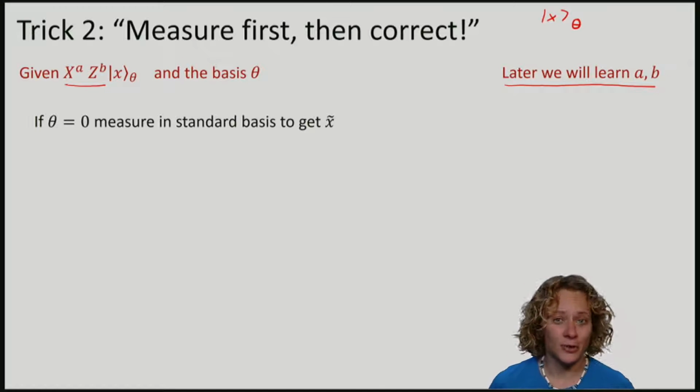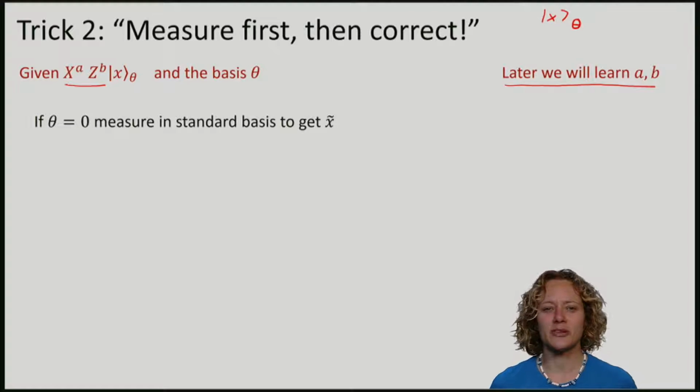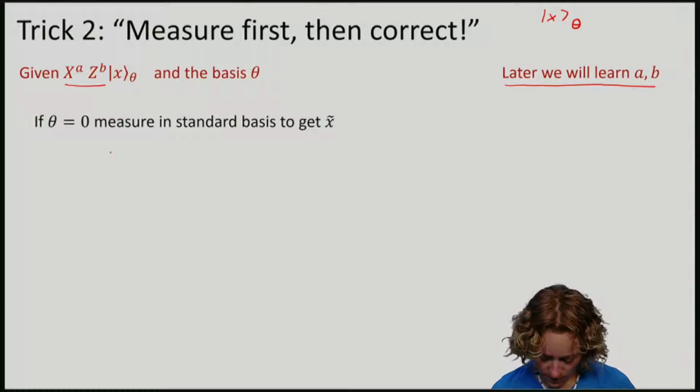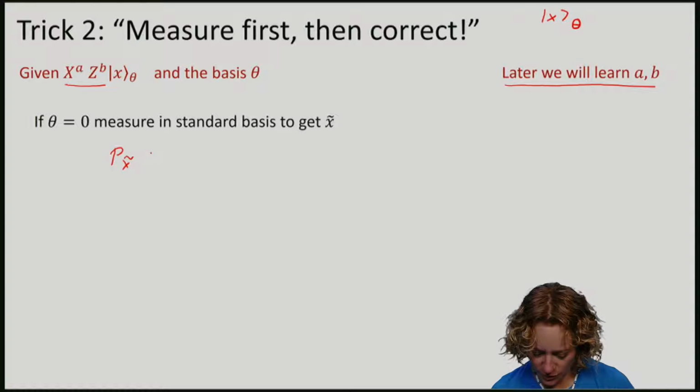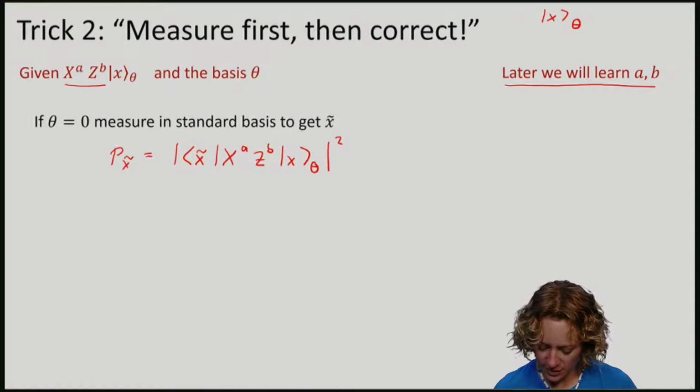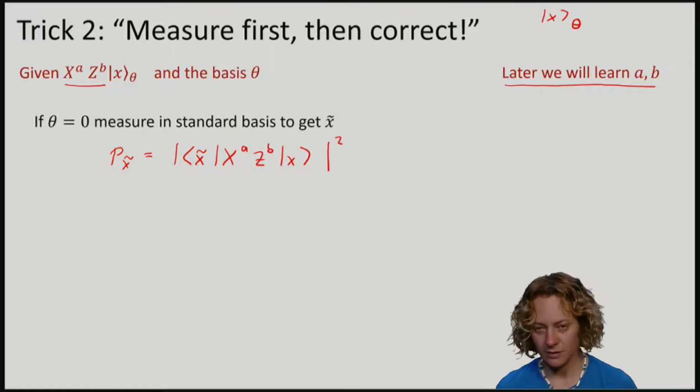If theta is 0, Wenda will simply measure right away in the standard basis. This gives her some outcome, which I'll call x tilde, and the probability of getting this outcome if I measure in the standard basis is just given by this. Namely, this is my basis element, and this is what I'm measuring. So note that here actually theta is 0, so this really is the standard basis.